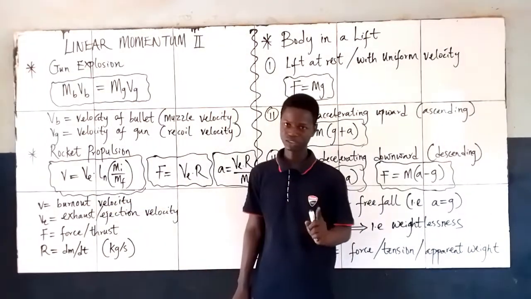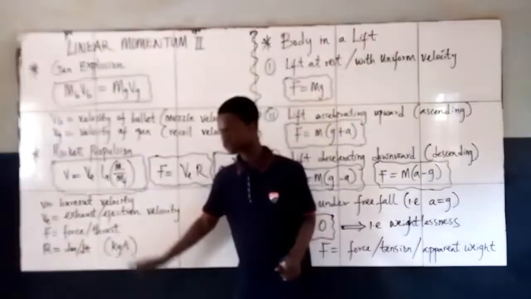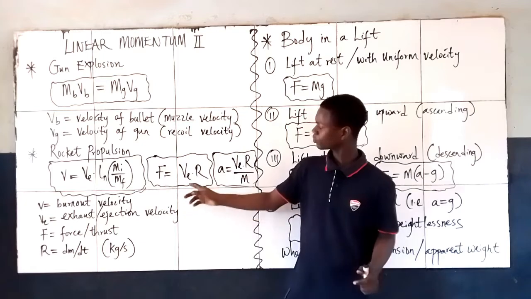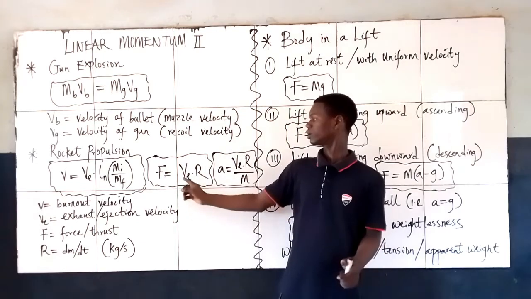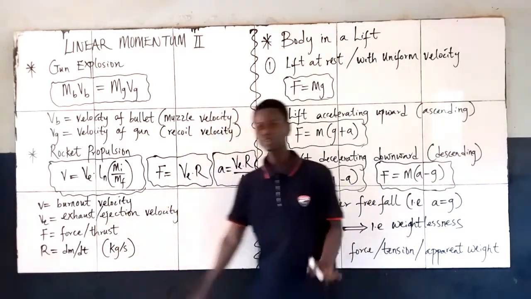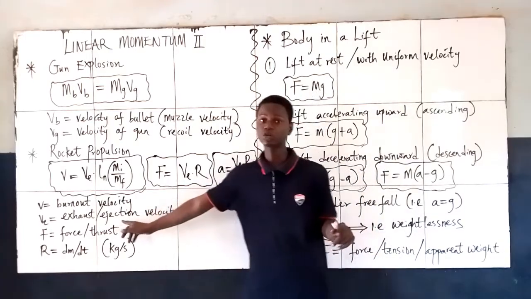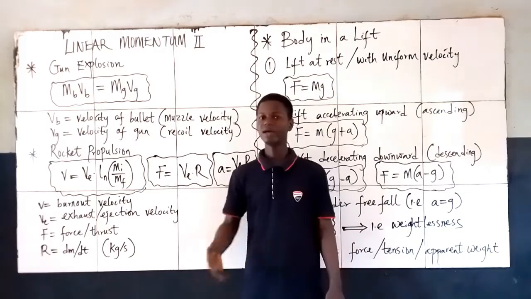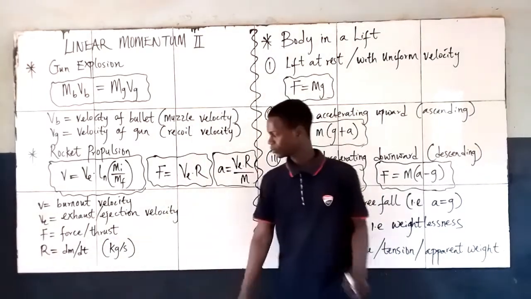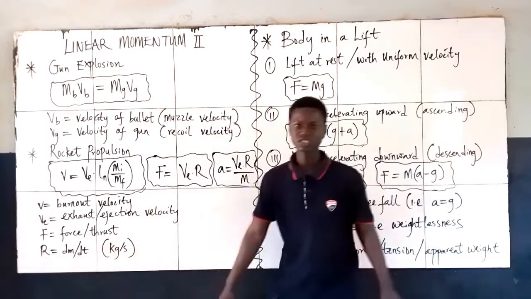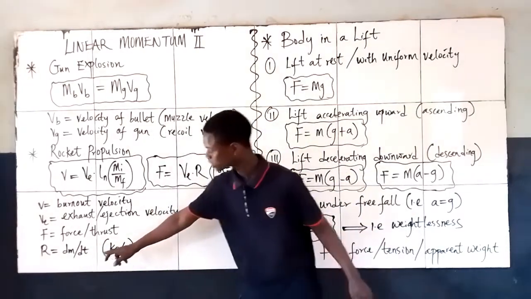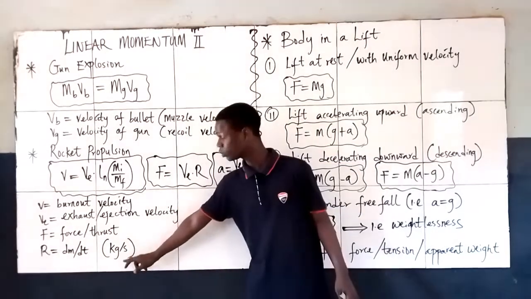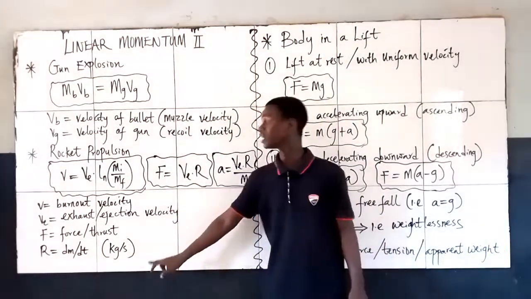The burn out velocity. Now if you are asked to find the thrust, or the force, with which a rocket will be propelled, this is the formula you use. Where the V_E here stands for exhaust velocity, also called the ejection velocity. And the R here is the mass of fuel burned per second, that is change in M over change in t. It's given as kilogram per second. This is a unit to know that it's for R.